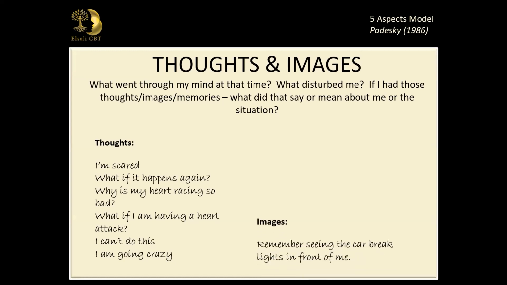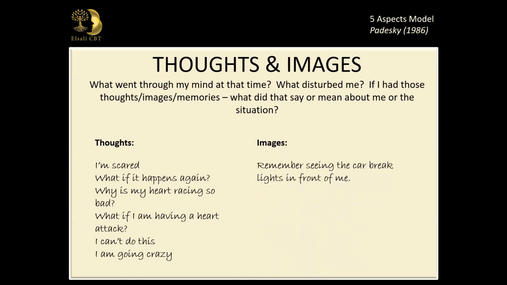So for this lady, she's also experiencing some imagery. When she gets behind the wheel of her car, she's seeing brake lights in front of her. This is probably linked to whatever happened during the accident or the time of the incident, and potentially maybe she hit the person in front of her, and so she remembers seeing brake lights from the car in front of her. But again, giving us some really useful information about what might be going on for her.